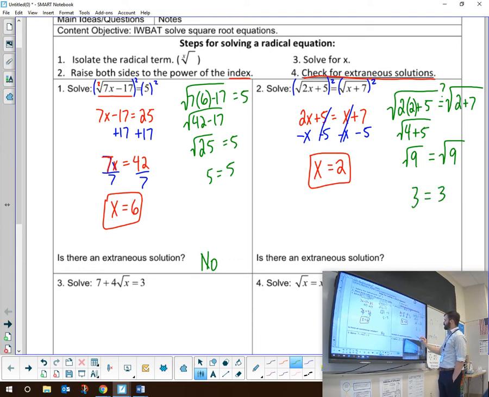So these are equal. So is there an extraneous solution? No. There's no extraneous solution, okay? X equals 2 is a correct answer. Okay, let's try number 3.